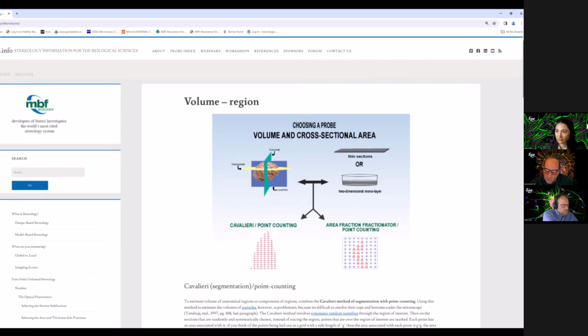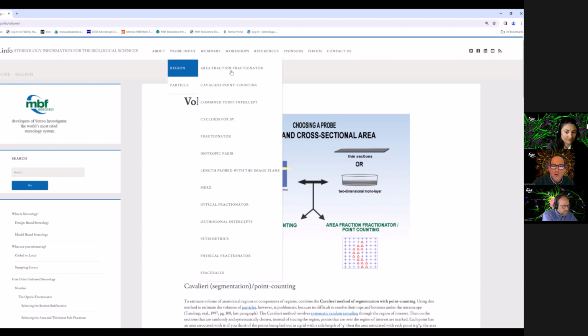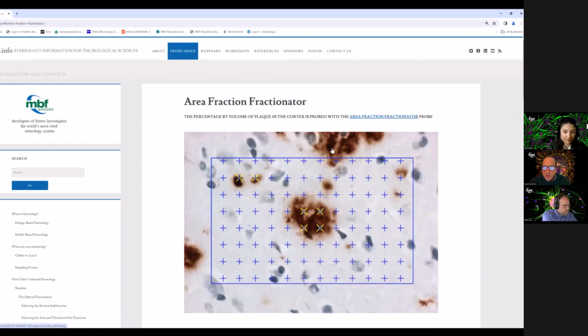And like I said, for sections, it's the same. Let's shoot for 10 sections. Let's shoot for an interval between these counting frames where the points are of about 10 counting frames. Up here we have probe index. You can look at the probes in action. Let's go to the area fraction fractionator. So this would be one counting site. Remember, we're shooting for about 10 per section, about 10 sections.